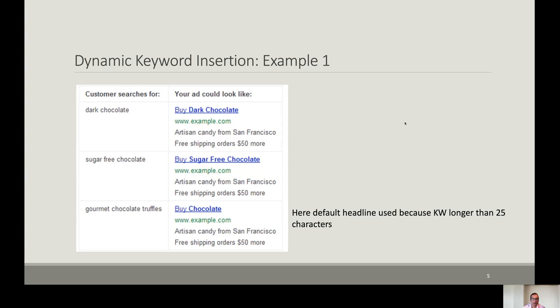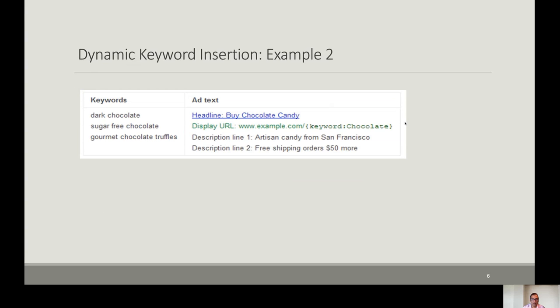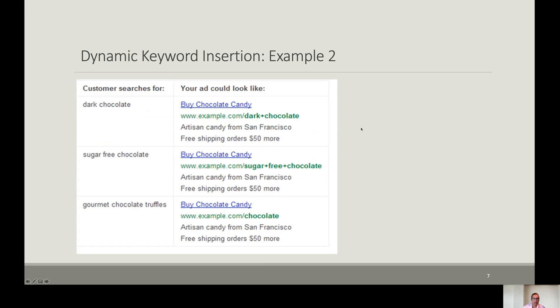Now, similar to insertion into the ad headline, you can insert it in other parts of the ad as well. And this example now shows that the dynamic keyword insertion is being done in the display URL. So you can see that keyword:chocolate, that syntax is included out here as part of the display URL. And same as before, when a user search query, which is dark chocolate, matches up with the keyword dark chocolate, then what you have is this particular keyword appearing as part of the display URL, right?